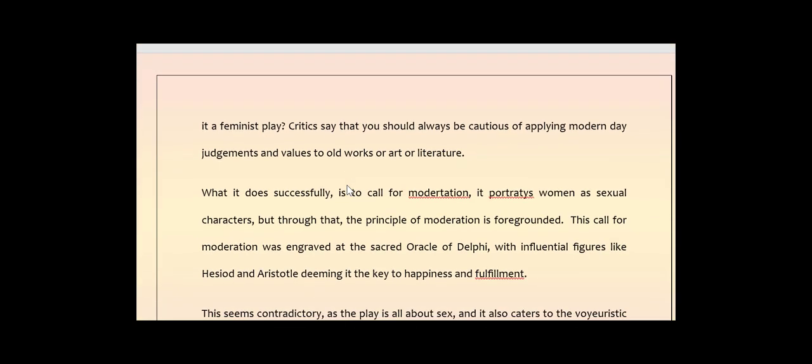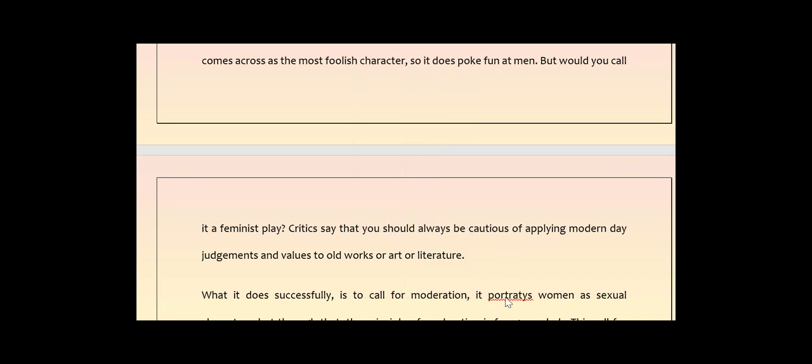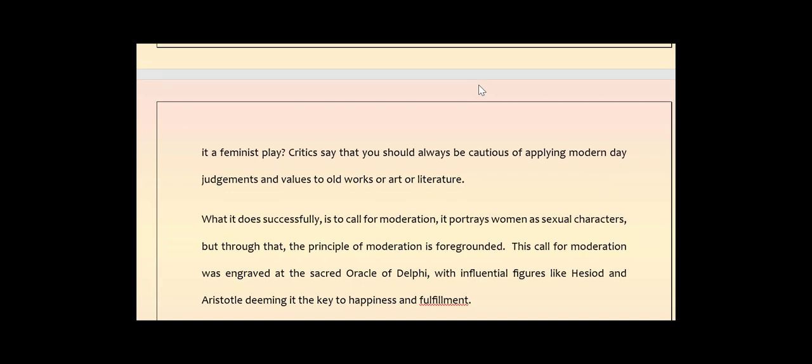Because it does talk about the fact that women are essentially swayed by sex, and so are men, but once the purpose of women is fulfilled, they go back to the home, right? It's not for women to keep fighting. It's not for women to stay in the public arena for a long time, right? But what this play successfully does is to call for moderation. It portrays women as sexual characters, but through that, the principle of moderation is foregrounded.